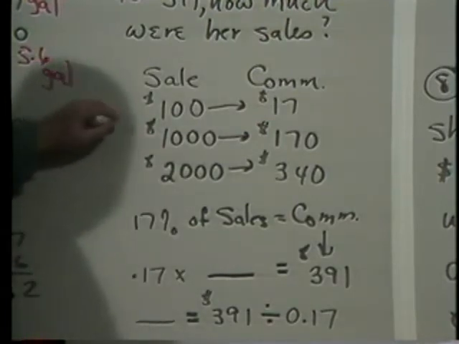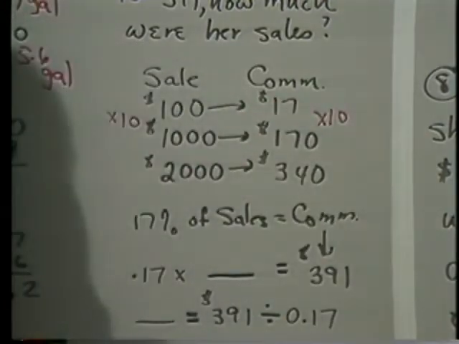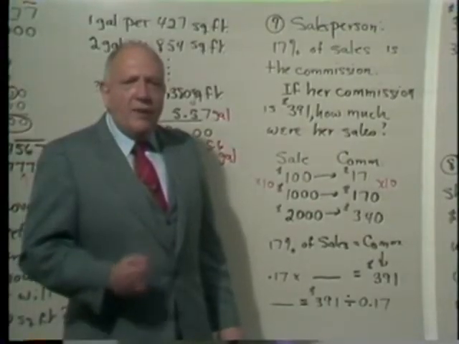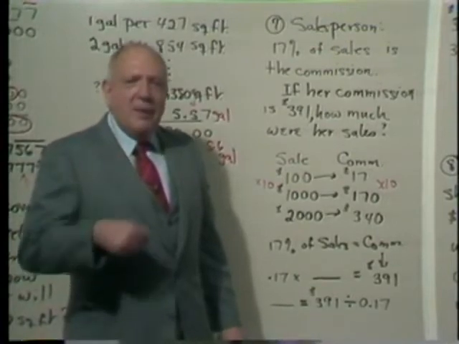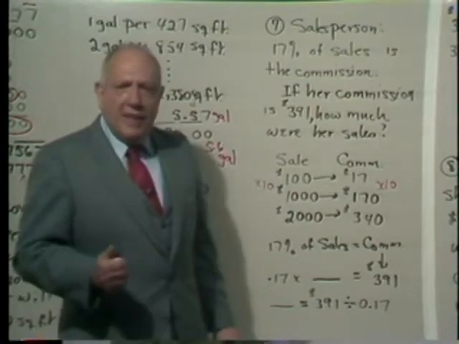You see, if I multiply the sale by 10, I multiply the commission by 10. That's what's nice about a percentage. If you double the sales, you double your commission. See, 10% of 100 is 10. 10% of 200 is 20. It's the same percent, but if you double the amount, you're doubling the amount that you get with the 10%.